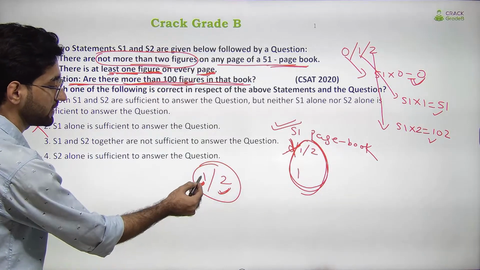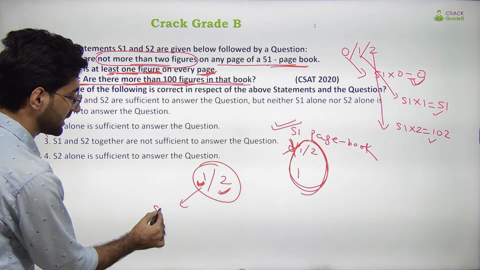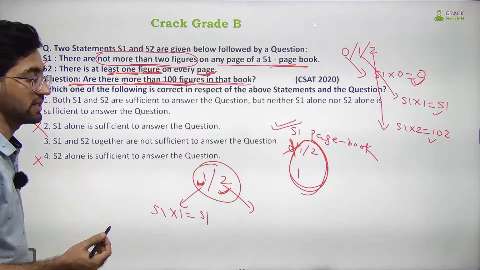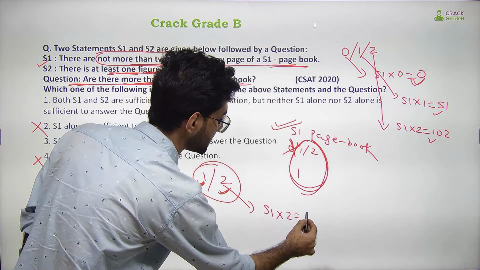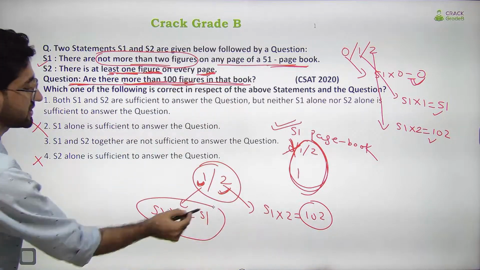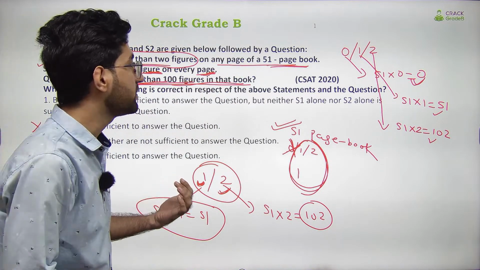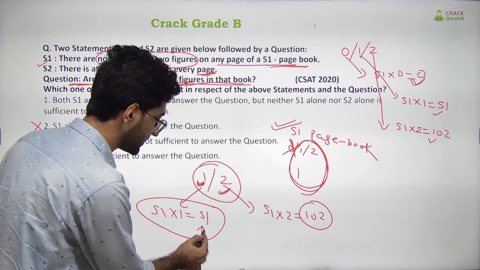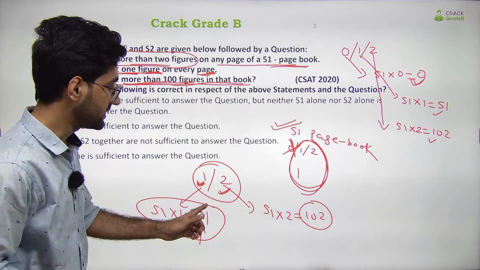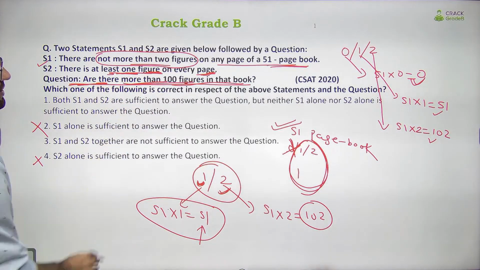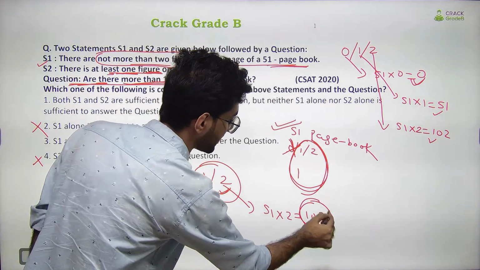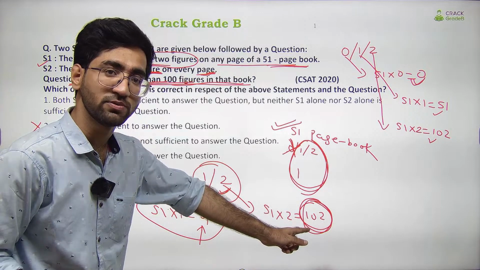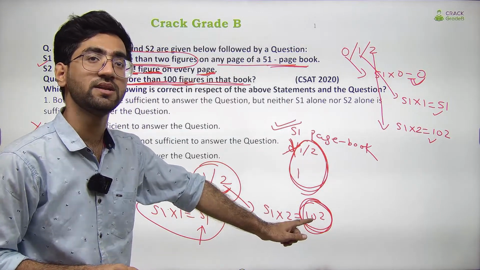So if each page has one feeder, in that case the book will have 51 feeders. And if each page has 2 feeders, in that case the book will have a maximum of 102 feeders. You still haven't answered. See, how do we answer questions related to data sufficiency? You should get only one answer. If there are 51 feeders in the book, you will say no, there are not more than 100 feeders in that book. But in one case there are 102 feeders in the book, in that case you will say yes, there are more than 100 feeders in the book.